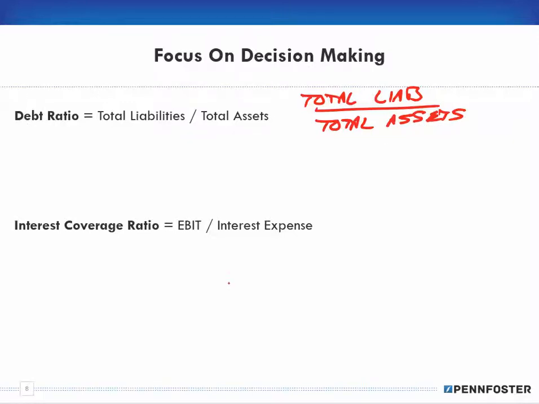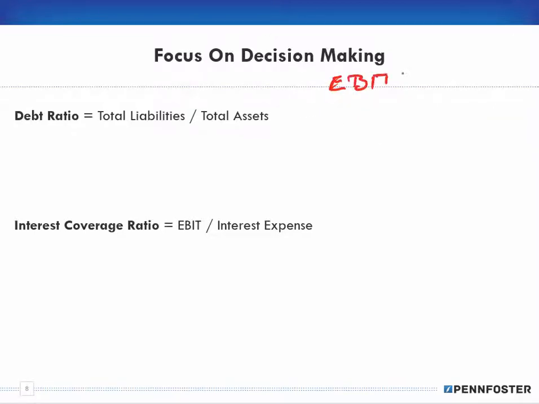Okay. Now, interest coverage ratio, right? Let me erase this here so I can use the whole screen. So we have earnings before interest and taxes over interest expense. All right, so earnings before interest and taxes. All right, what does that mean?